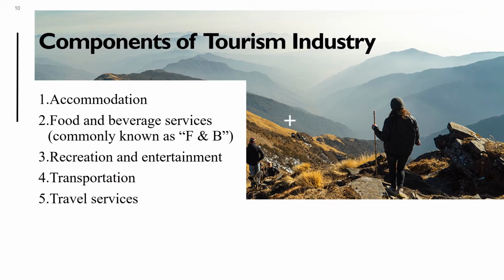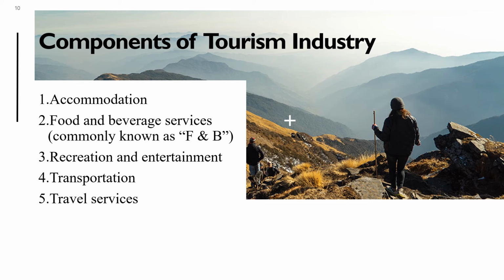The last discussion is the components of the tourism industry. There are 5 components in the tourism industry. They are accommodation, food and beverage, recreation and entertainment, transportation, and travel services. For accommodation, the examples are hotel, motel, apartment, bungalow, cottage, and extra.